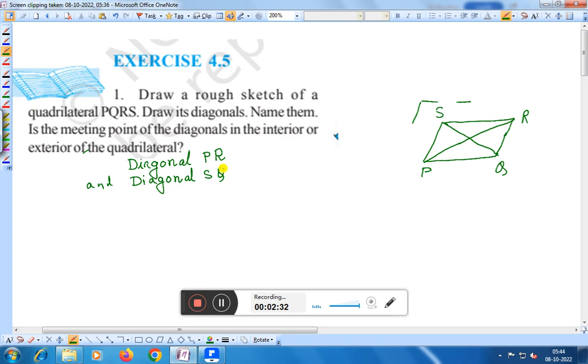Is the meeting point of the diagonals in the interior or exterior of the quadrilateral? Here you see that in PQRS, this is the interior region. I am shading it here, right? This is the interior of the quadrilateral PQRS. And here you see the two diagonals meet at the point O, right? And O is in the interior of the quadrilateral.